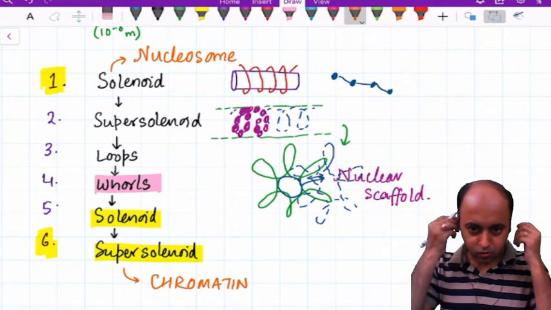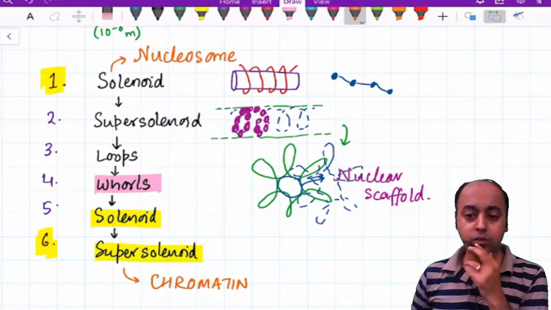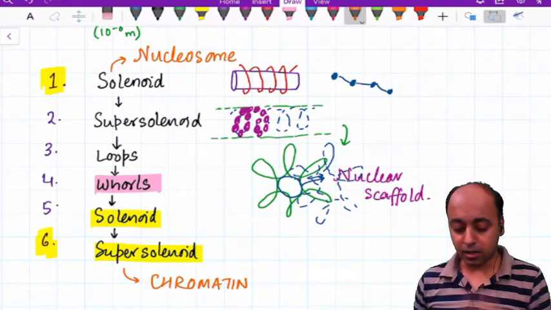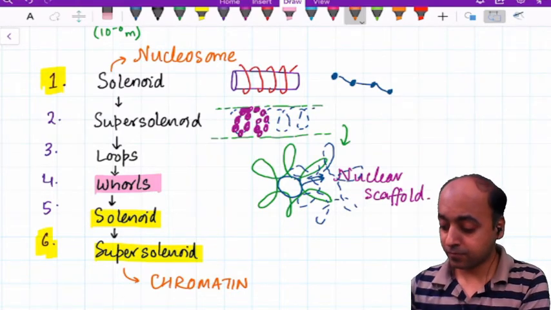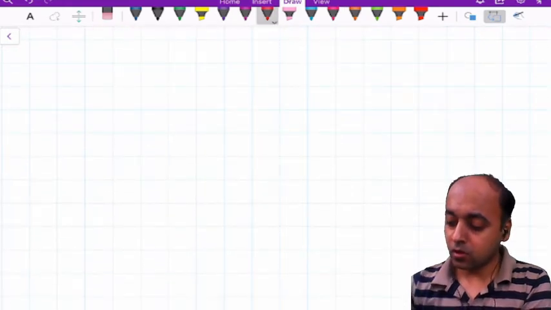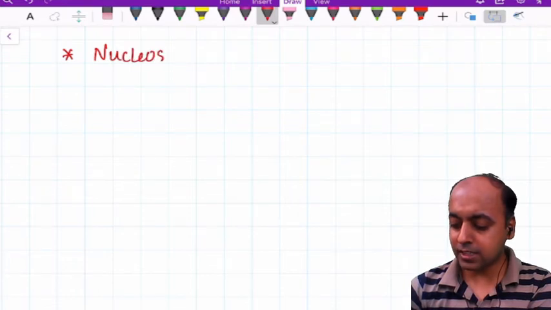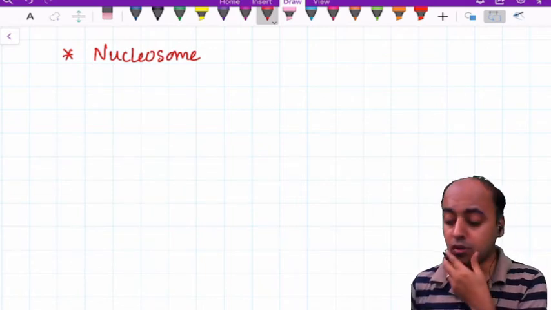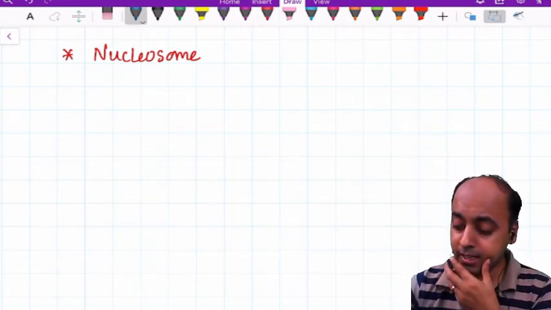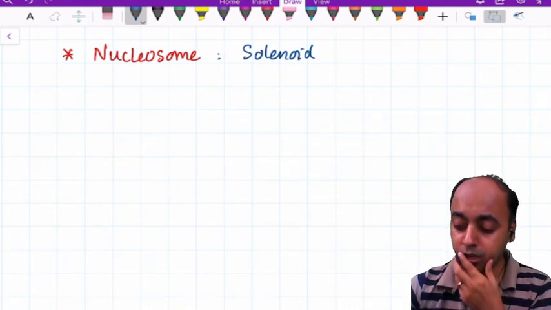Okay. So the nucleosome and the chromatin are the two structures that we are going to be talking about. Now, let's take them up one by one, starting with the nucleosome. Okay, so nucleosome, like I said, is the first level of organization of the DNA, and we already said it has an arrangement similar to a solenoid.